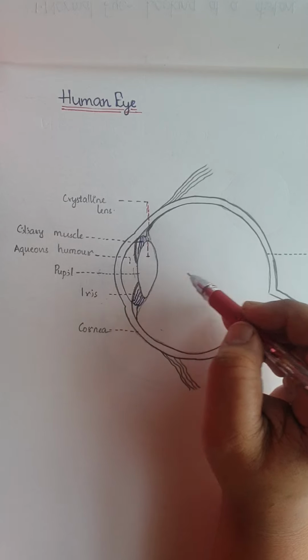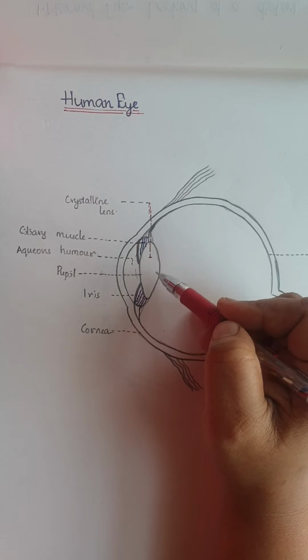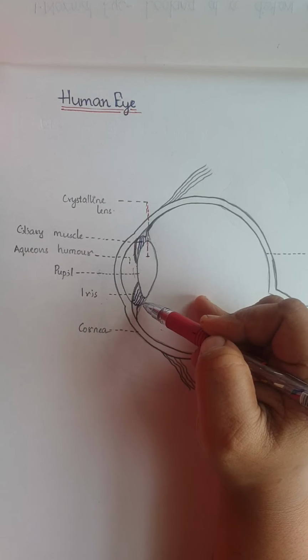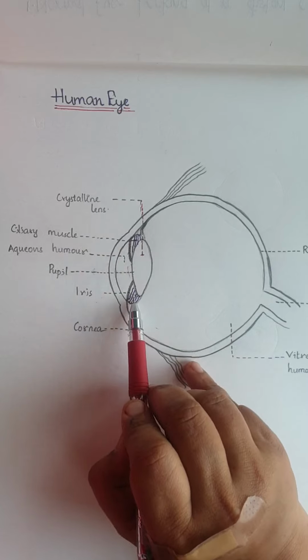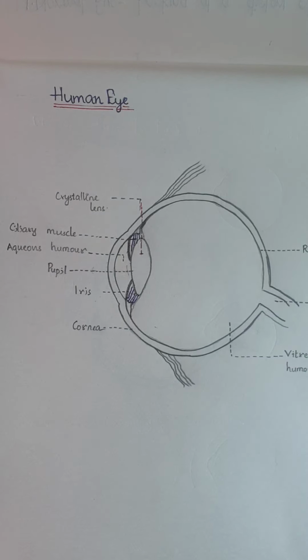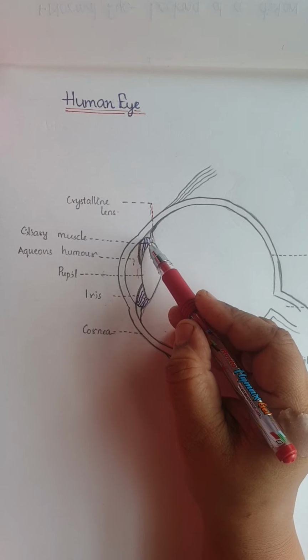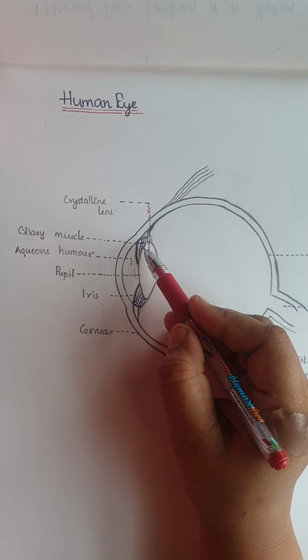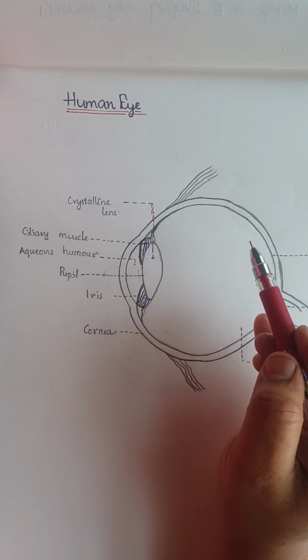Next comes ciliary muscles. Here, on both sides of the eye lens, we can see ciliary muscles, the blue shaded part. Okay, children, this one. These are ciliary muscles. What's the function of ciliary muscles? Ciliary muscles help to modify the focal length to focus an object.